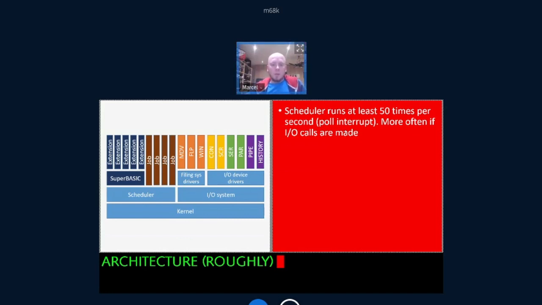And the other big part is the I/O system, which is separated into filing system drivers and I/O device drivers. I have some more about that on a later slide. The scheduler runs at least 50 times per second, and often more. If there's I/O to be done, the scheduler is run again. On a very fast system like the QPC emulator, it can run up to 60,000 times per second.